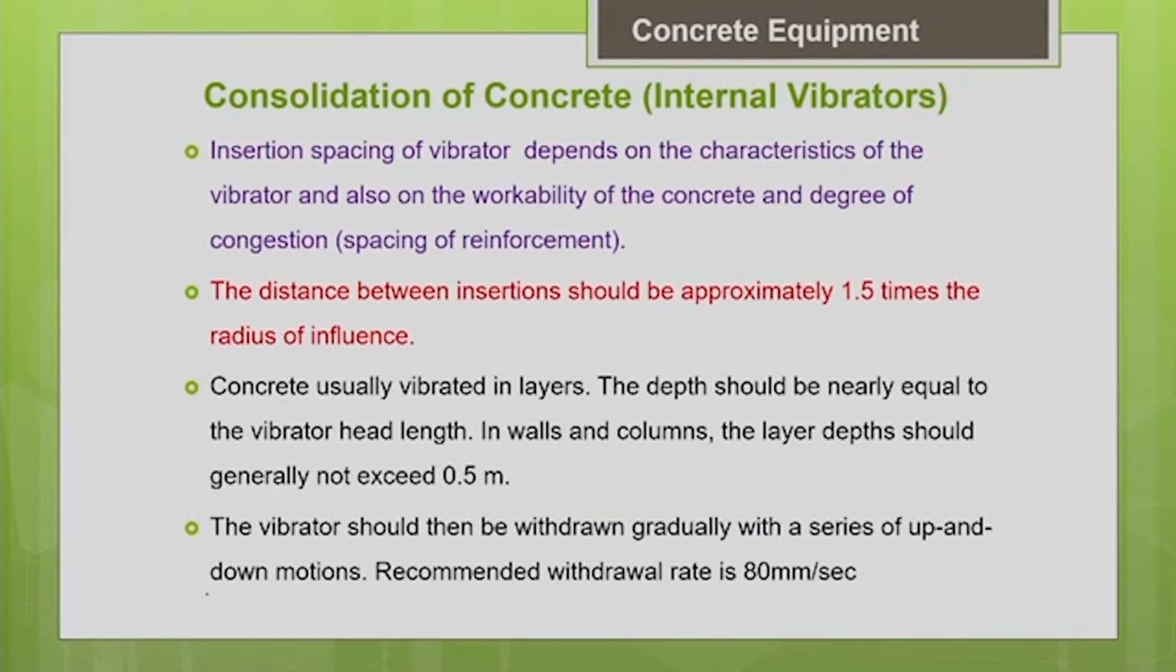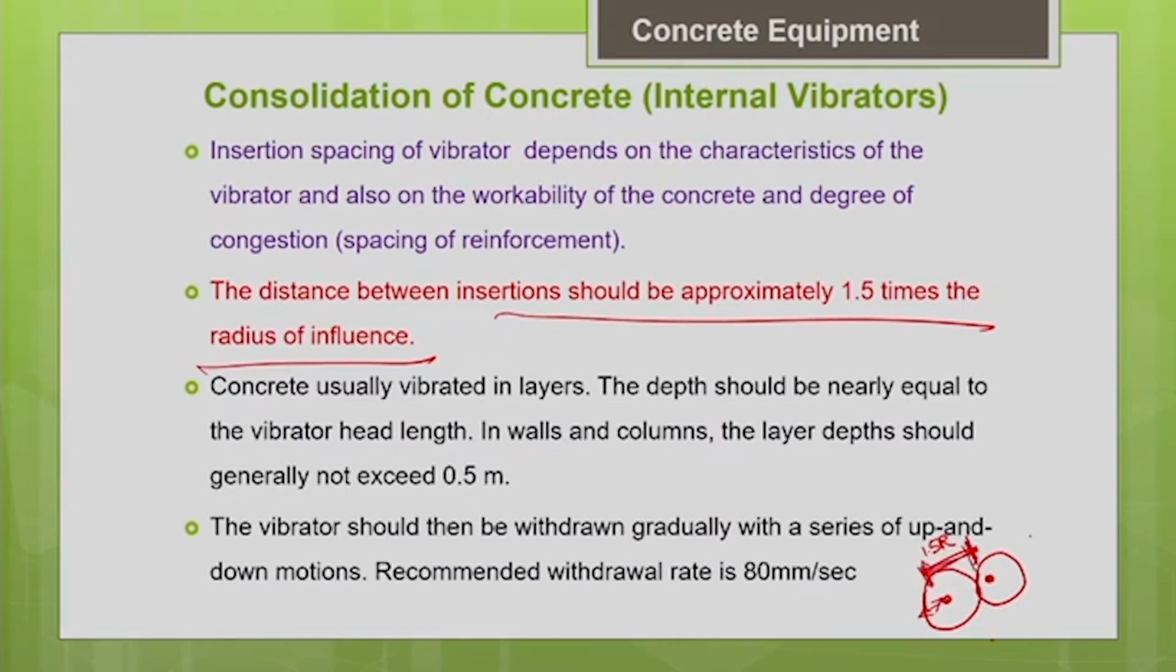But theoretically, there are guidelines in the literature which say that the insertion spacing should be approximately 1.5 times the radius of influence of the vibrator. Basically, say you have one insertion point and another insertion point. The distance between the insertion points should be 1.5 times r, where r is nothing but the radius of action of your vibrator. This is the guideline available in the codes.